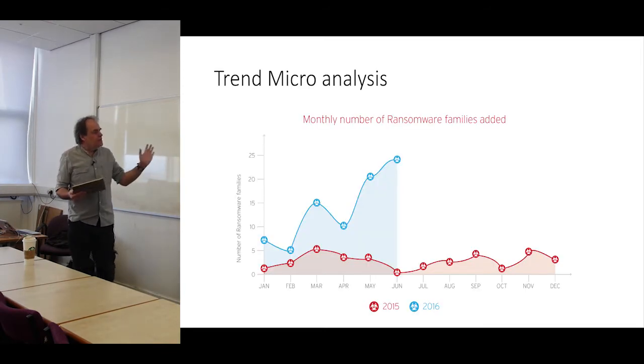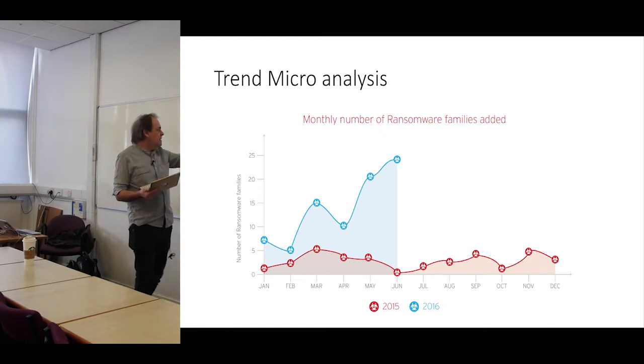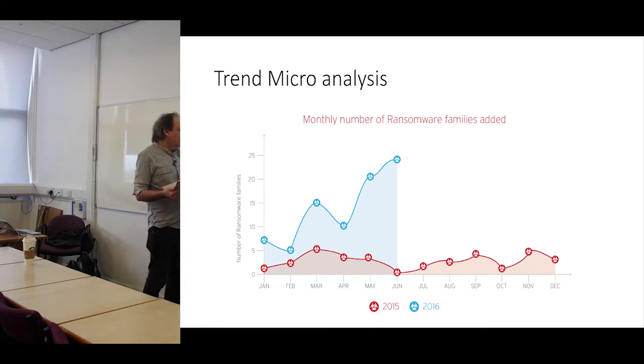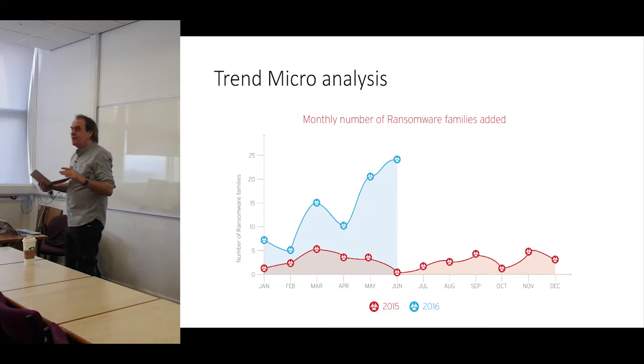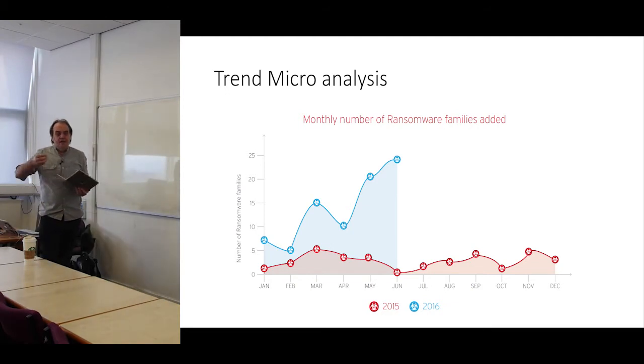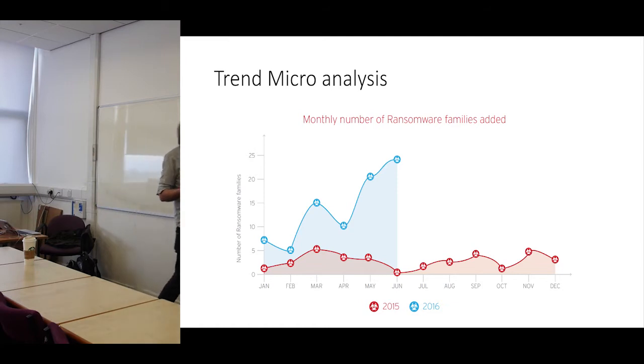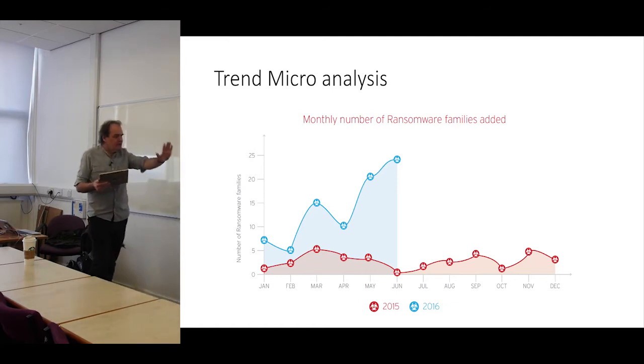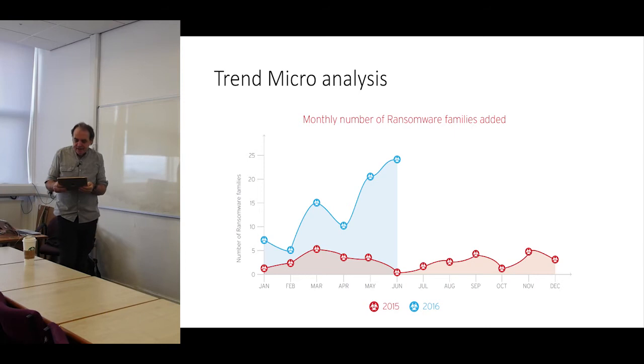So this was some research that Trend Micro did. It took you up to about the middle of 2016. But you can see the number of families really took off in 2016. Typically, we started to see the code appearing on GitHubs. It was easily available, and then it was modified for other purposes. So there's the general rise, and we've seen that throughout 2016, as we'll see in a little minute.